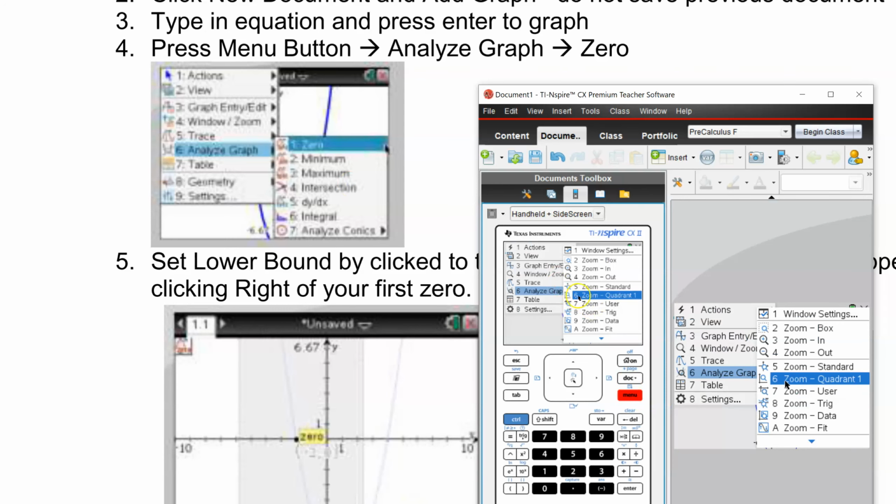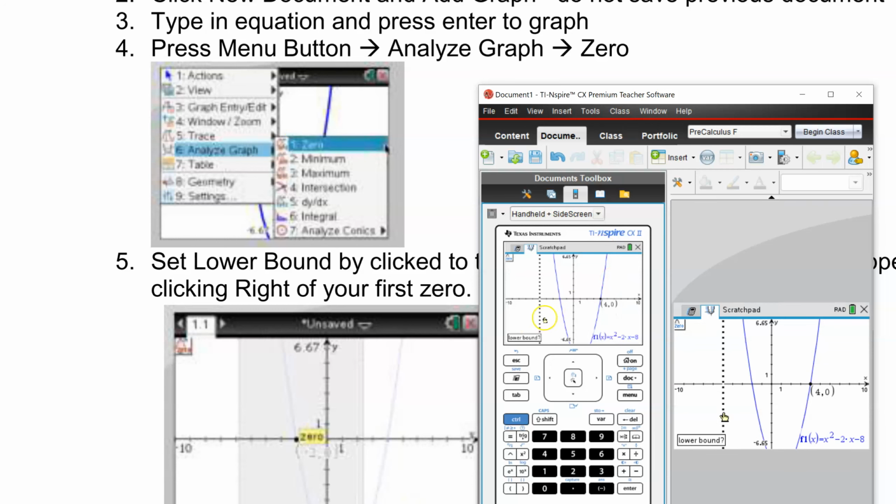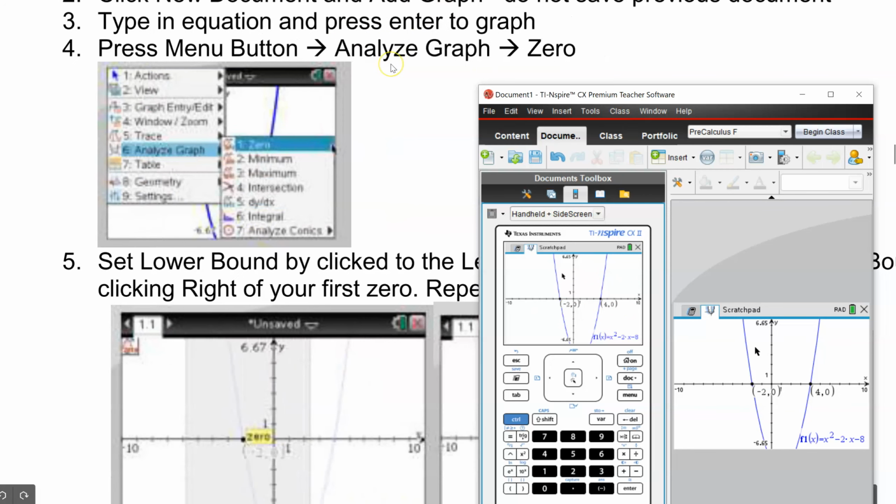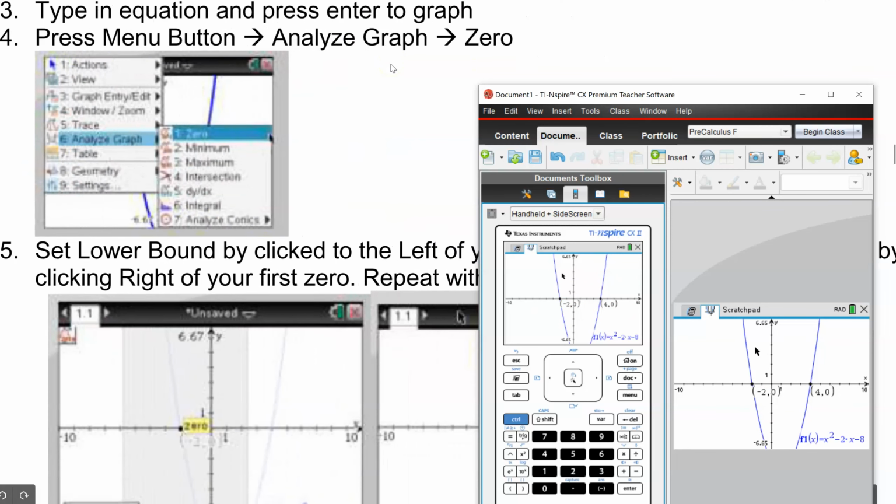Okay, menu, analyze graph, 0. So I have to go to the left and to the right of my 0. Then I see 2 popped up. So press menu, analyze graph, 0.